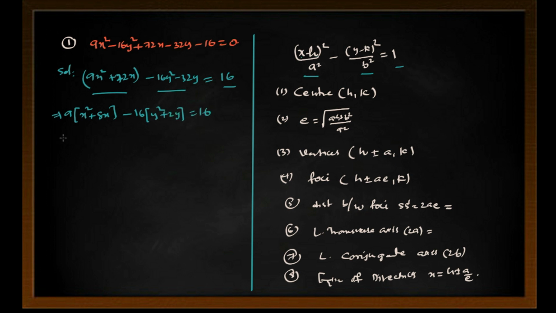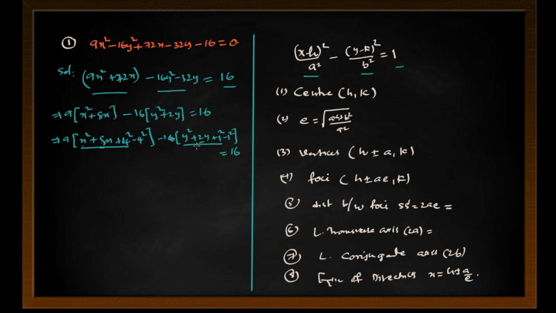Now we have to make a perfect square. For that we convert into the form (a plus b) whole square, that is a square plus 2ab plus b square. The x coefficient is 8, half of 8 is 4, so add 4 square and subtract 4 square. This becomes a square plus 2ab plus b square, that is (a plus b) whole square. Similarly, in the second term, 16 times y square plus 2y, the y coefficient is 2, half of 2 is 1, so add 1 square and subtract 1 square, equals 16.